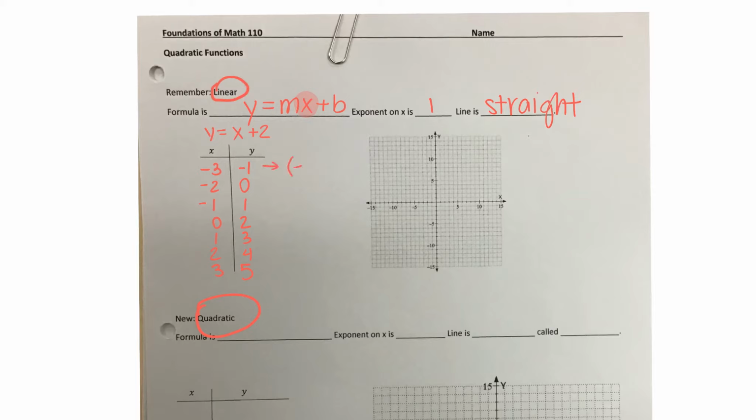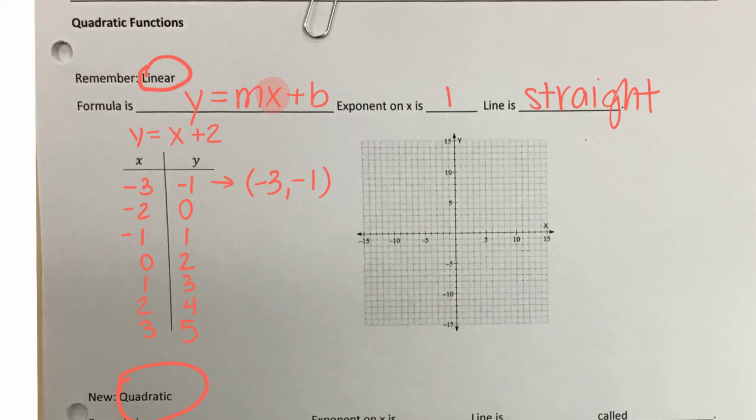Now these all make coordinates, right? Like this could be rewritten as (-3, -1). And you could go over here and graph this. I'm going to make it bigger so I can see. (-3, -1). So I go over -3 and down 1. And then over 2, down nothing. Over to -1, up to 1. Over to 0 and up to 2. Over to 1 and up to 3. Over to 2 and up to 4. Over to 3 and up to 5. And then when you connect these, you get a nice straight line. And that's great. Linear line. You've done it 100 times.